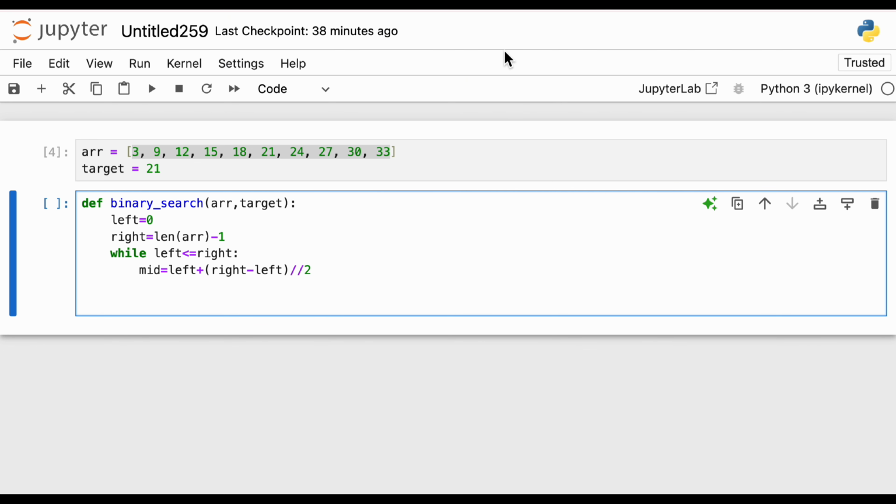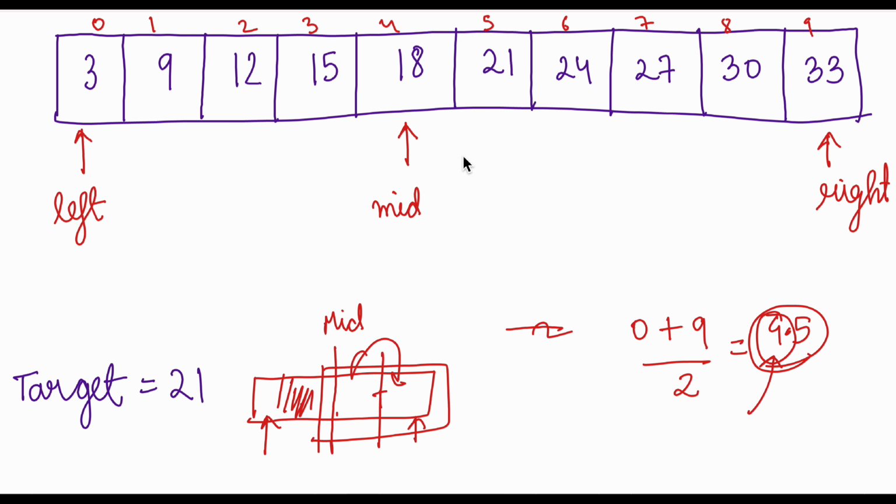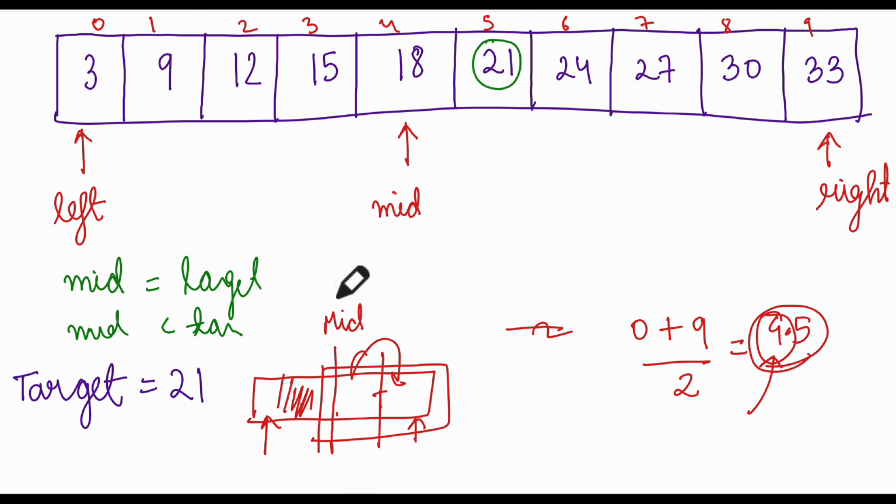Now I need to check whether... there can be 3 scenarios possible. If you remember, there will be 3 scenarios. Let's say this is my target, this is what I am looking for. Either your mid, whatever midpoint you find, can be equal to target. This is what we want to achieve, correct? Or your mid will be to the left of your target, or your mid will be to the right of your target.